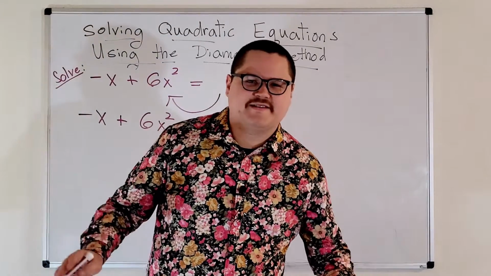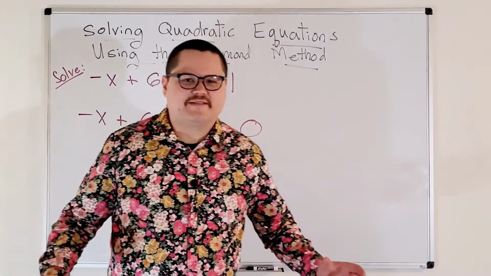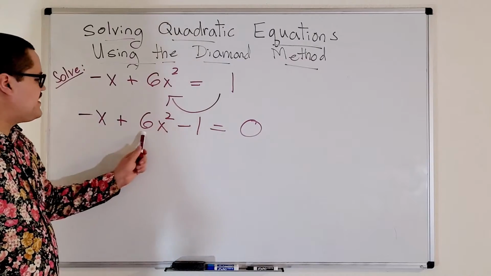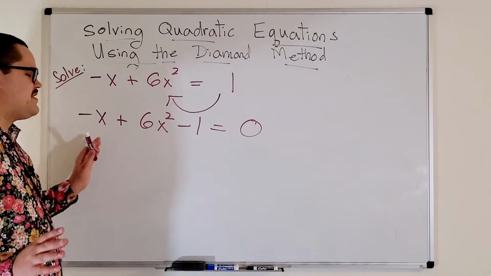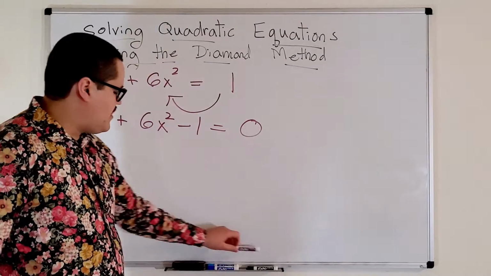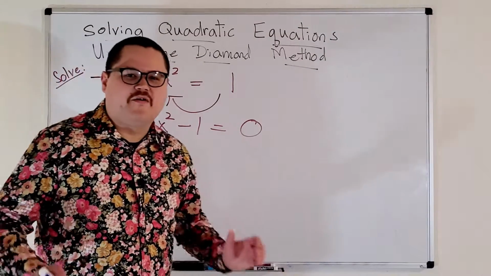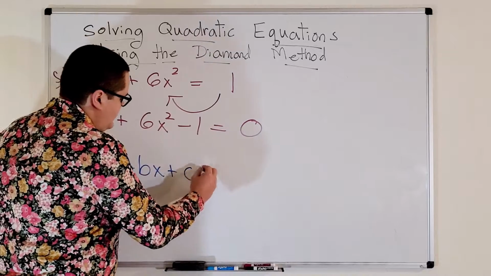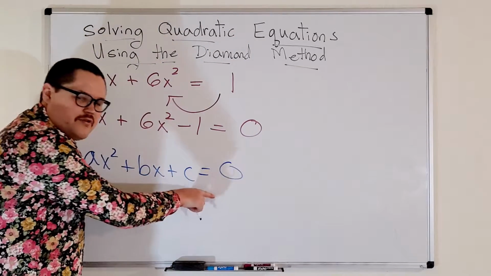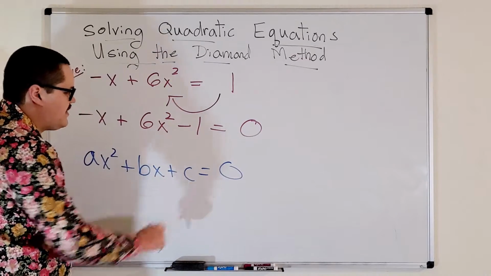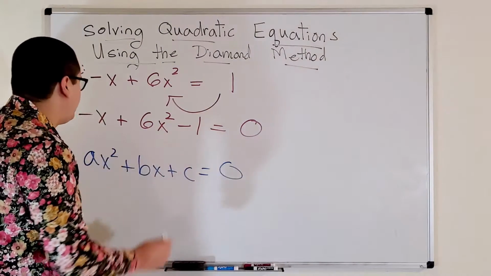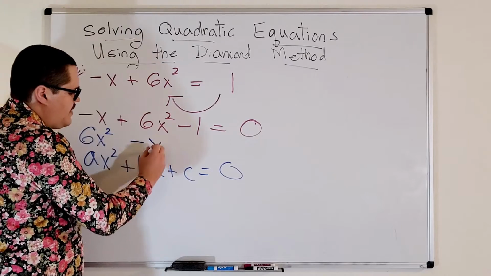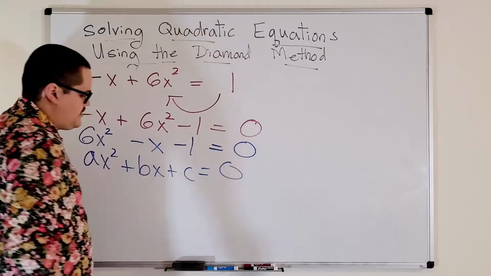So the next step in the diamond method is identifying a, b, and c. Now you might think, okay, so a is negative 1, coefficient here, b is 6, and c is negative 1. But you'd be wrong. So remember, we're always solving equations of the form ax squared plus bx plus c equals 0. This is the standard form. These are descending powers of x. So we need to write this in order. So we need to write the 6x squared first, then the negative x, and then the minus 1 equals 0.